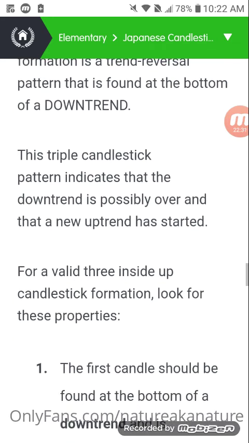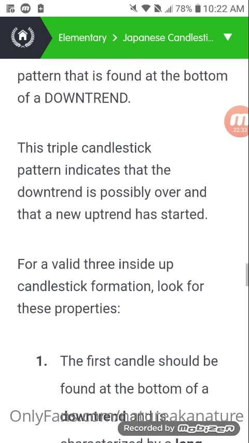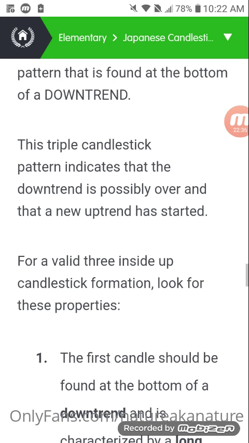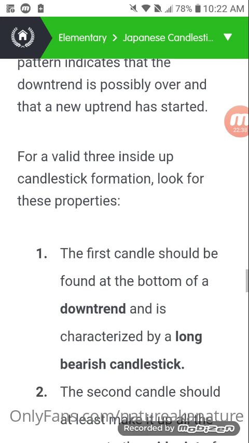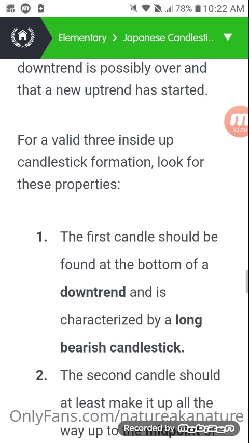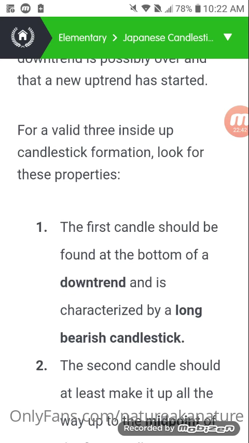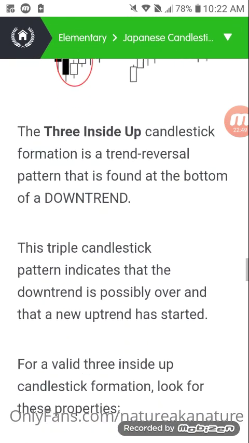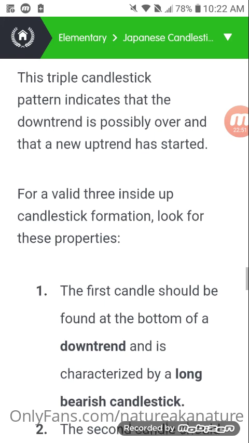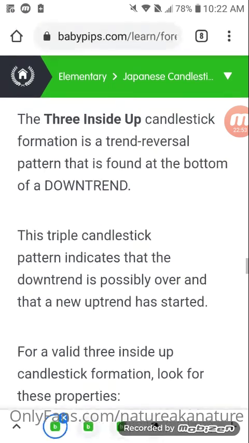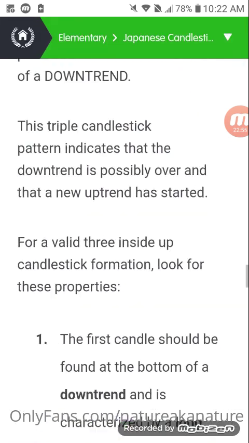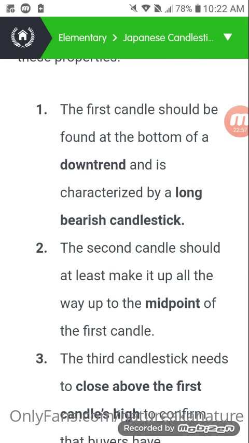For this three inside up or three inside down formation to be valid, for the three inside up, the first candlestick should be found at the bottom of the downtrend, because three inside up is found at the bottom of the downtrend. The characteristics should be a long bearish candlestick. Then the second candlestick should at least make up the midpoint of the first candlestick.